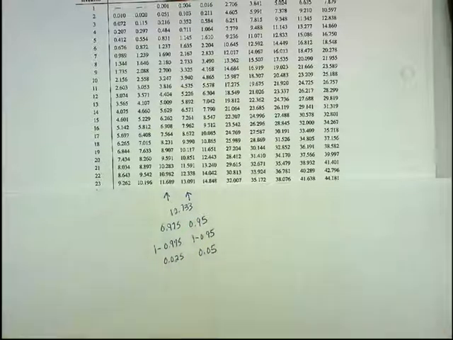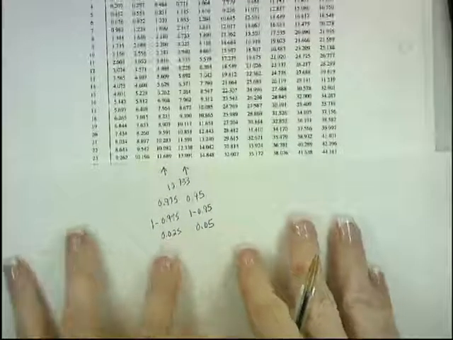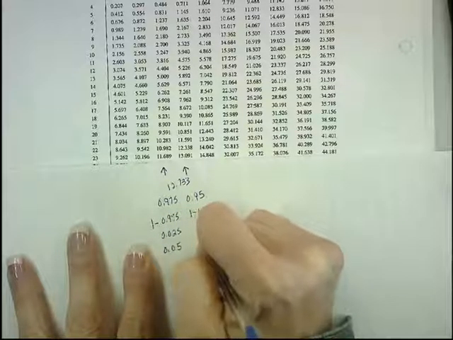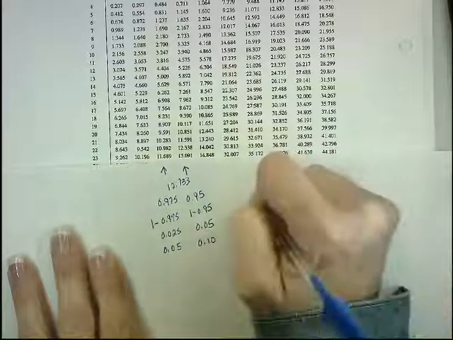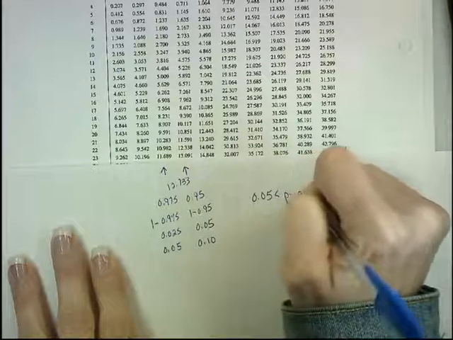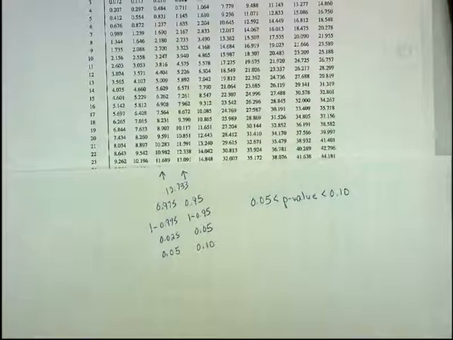If it happened to be a left-tailed test, this would be the p-value interval, but since it's a two-tailed test, you would double. And this is what you would get. Your p-value is between 5% and 10%. So double because it's a two-tailed test.